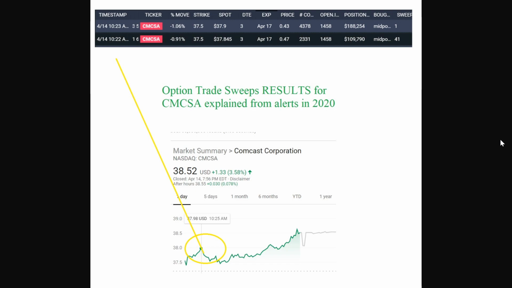They bought two decent-sized sweeps, and right after that happened, the dip happened here and it went right back down a little bit. So they potentially made a little bit of profit there on that sweep. As you can see here, this is a same-day sweep, almost instantly actionable from that moment, and it was rather short term on the April 17th strike.